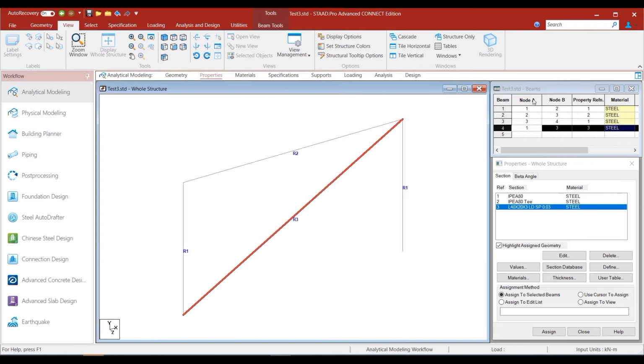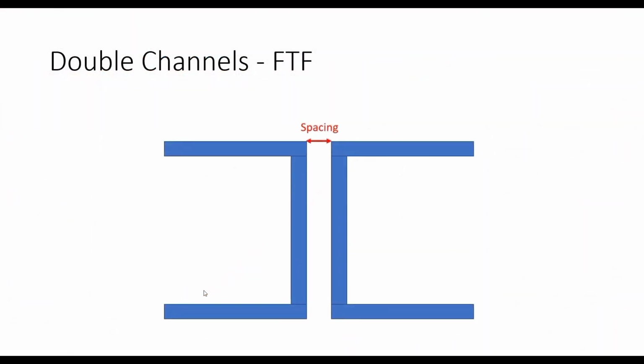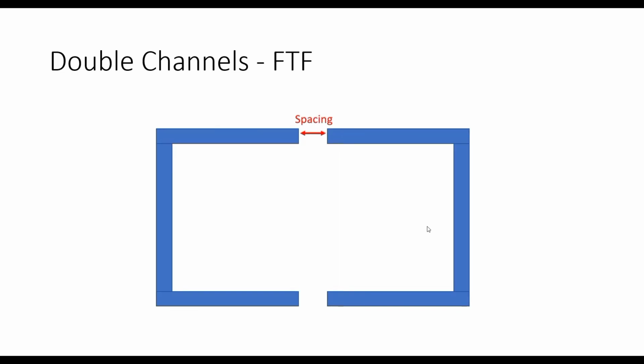Now we will talk about the double channel sections. Again, there can be two categories of double channel sections: double channels back to back, as we see on the screen, with a spacing between them, and double channels front to front with a spacing between them. We would need to specify the appropriate spacing. Again, the cross-sectional area would be double that of the single channel section, and the moment of inertia needs to be worked out considering the space in between.